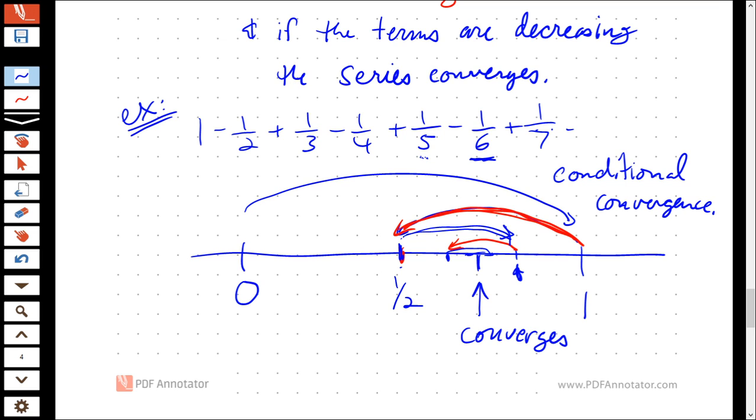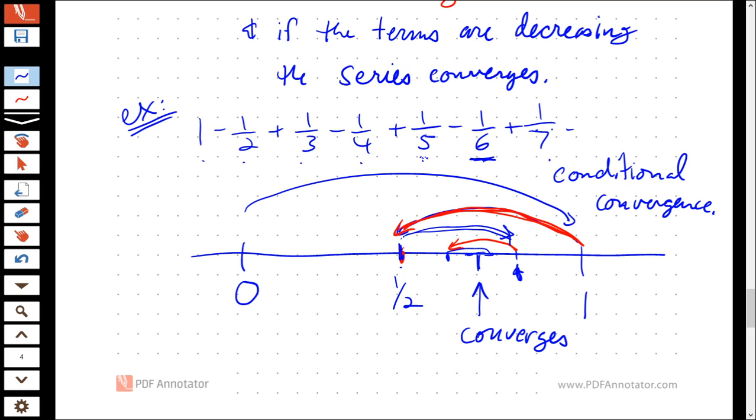It only matters that, one, each term is getting smaller when you take the absolute value of it, and two, it is alternating. We say it converges conditionally, just like this one does. All right? And so that's the alternating series test.